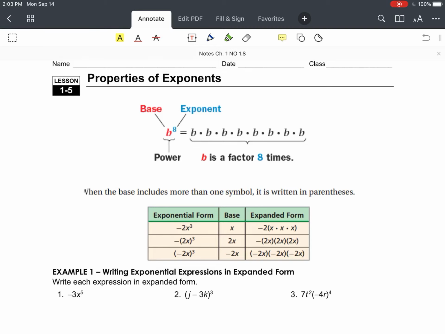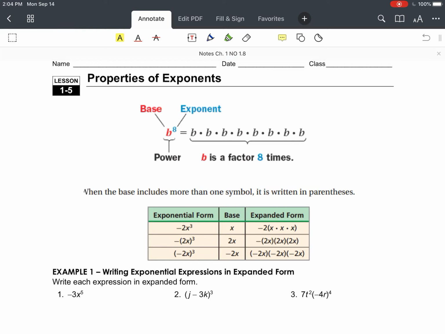Hi everyone, Miss Barber here on lesson 1.5 of Algebra 2, Properties of Exponents. So this should be a review of Algebra 1, but I know for many of you Algebra 1 was a long time ago. So these are the basic properties of exponents and we're going to be applying them here.